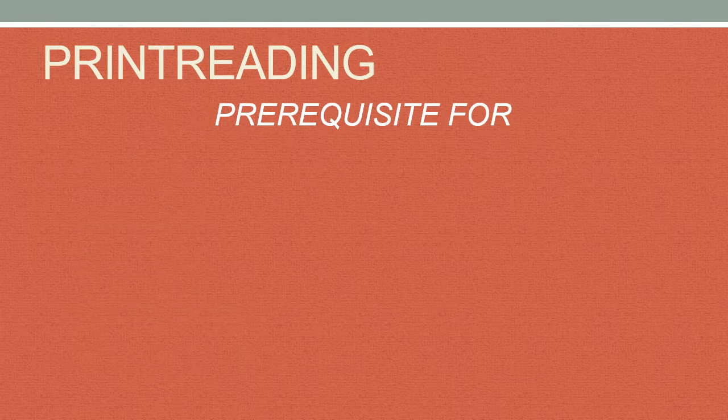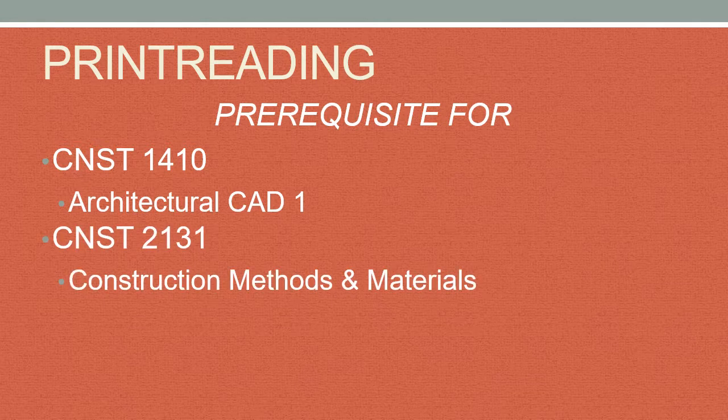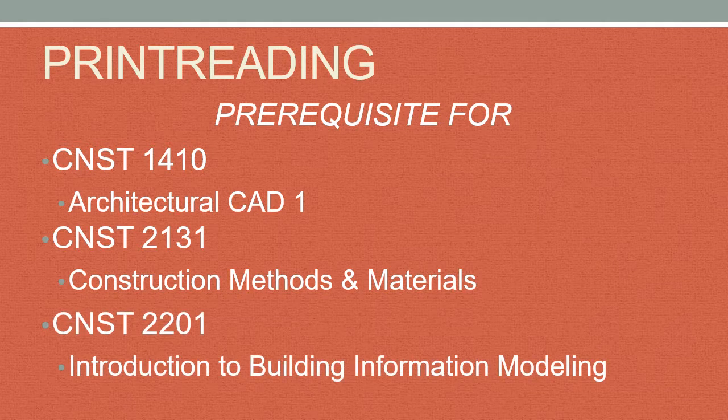Print reading is a prerequisite at Cuyahoga Community College for CNST 1410 Architectural CAD, for 2131 Construction Methods and Materials, which I have been teaching these last few years, so if you move on, you may wind up with me again. And for CNST 2201 Introduction to Building Information Modeling.